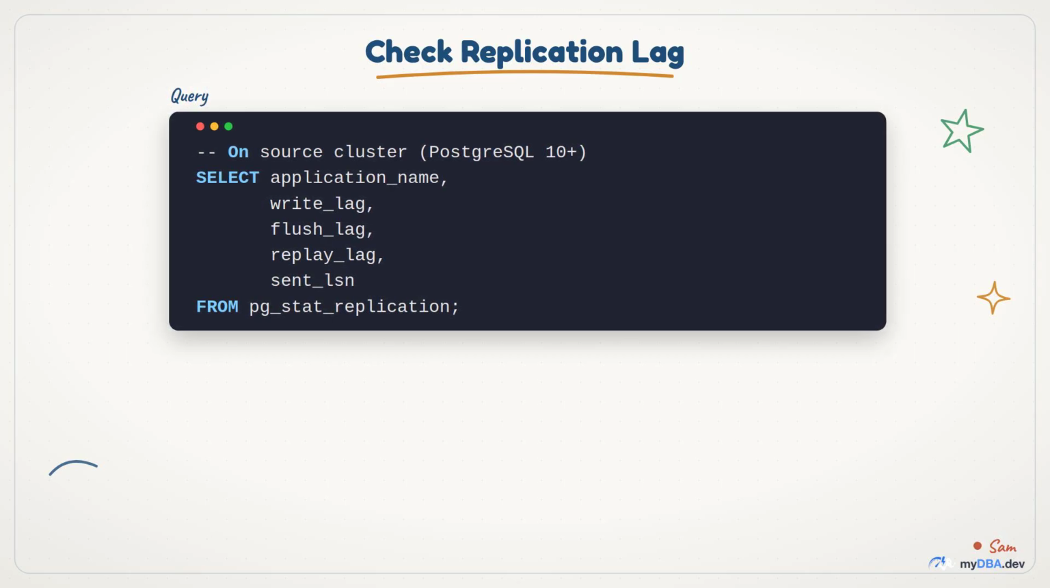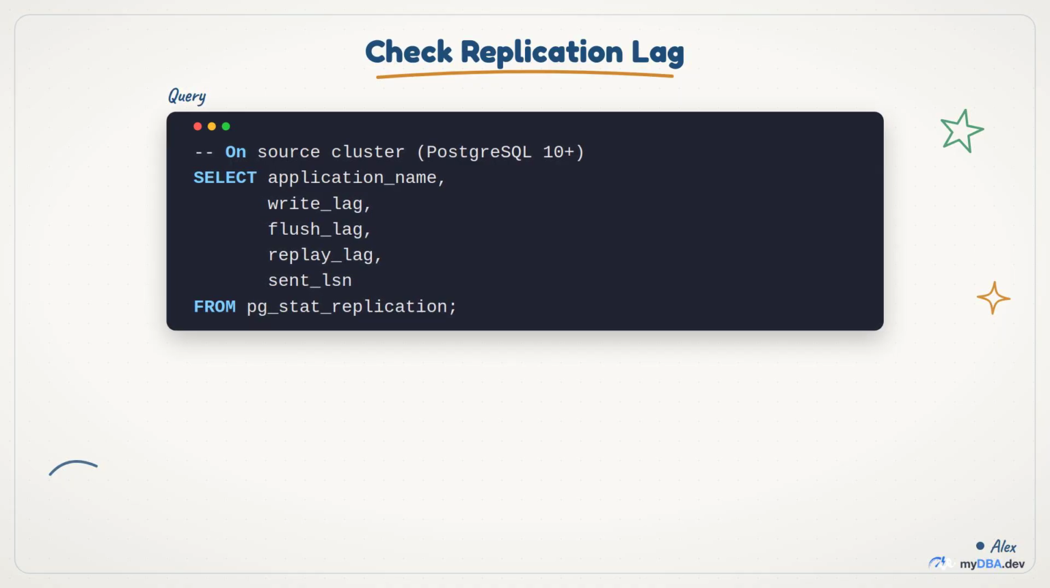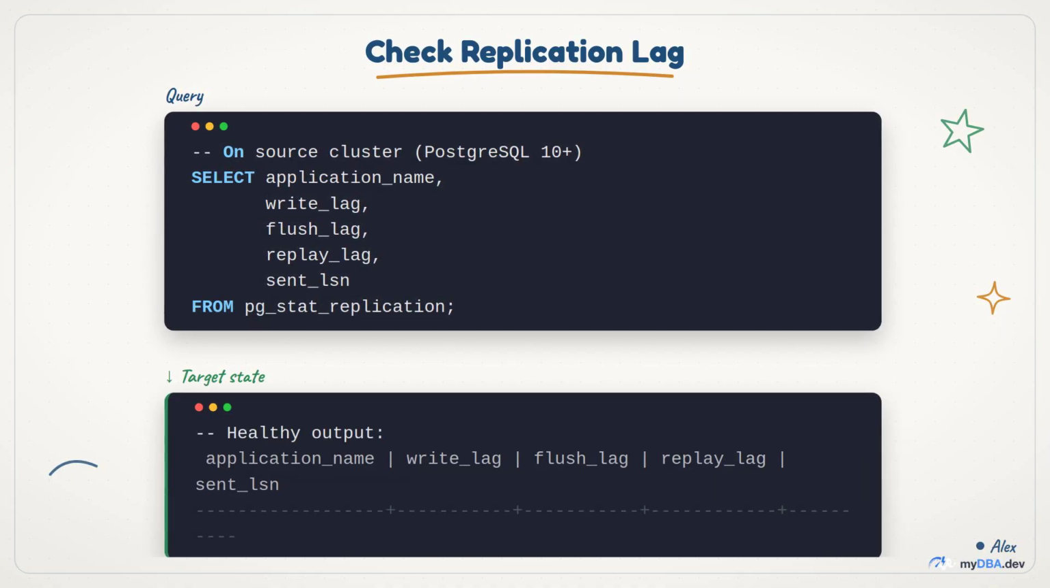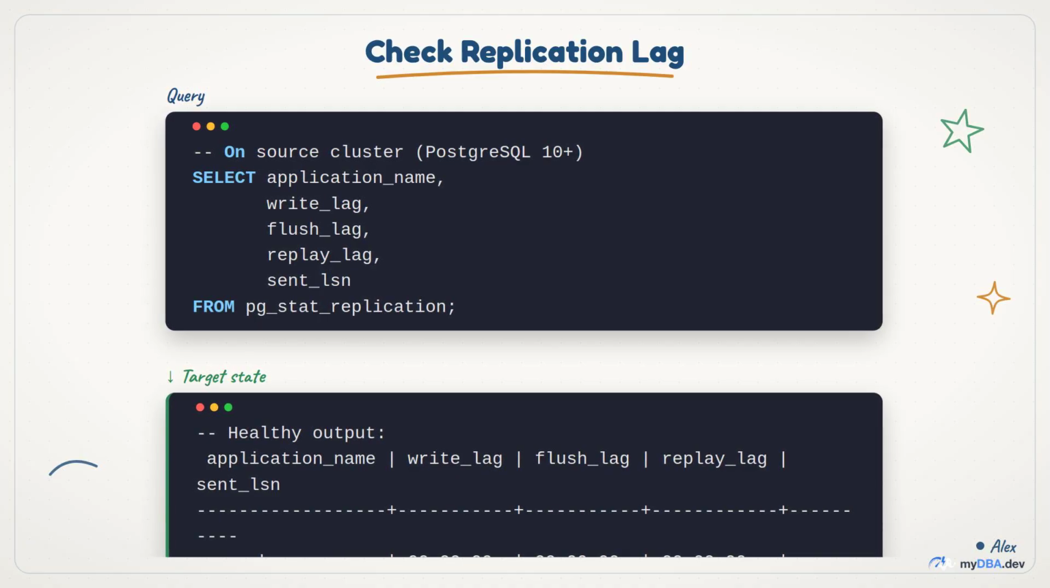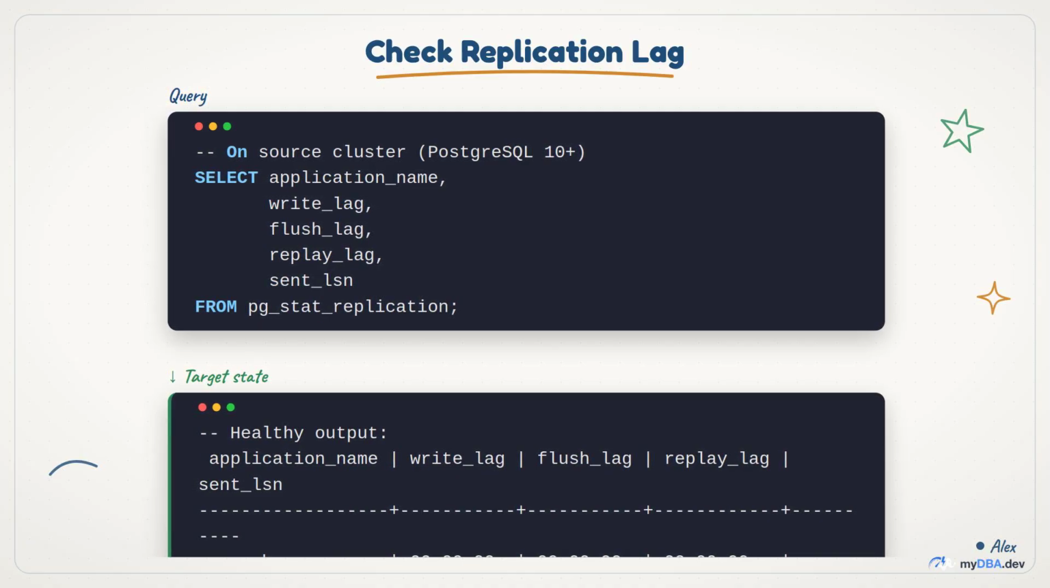What if lag is consistently high? High lag means the target can't keep up with the source's write rate. Common causes are undersized target hardware, missing indexes that exist on the source, or replication configuration issues. You need to fix that before cutover, or the new cluster will fall behind immediately.